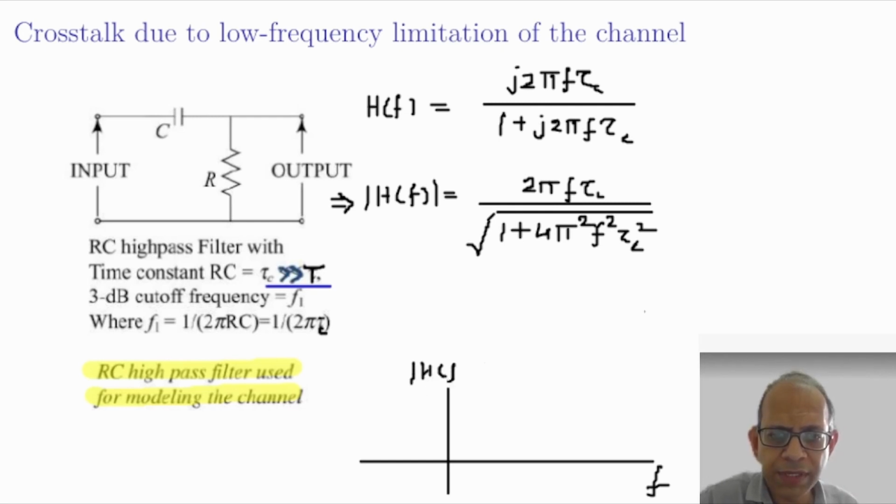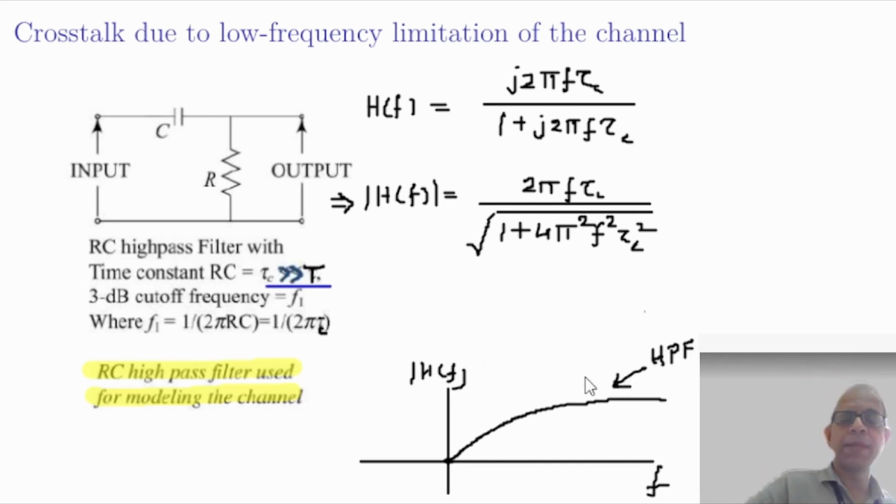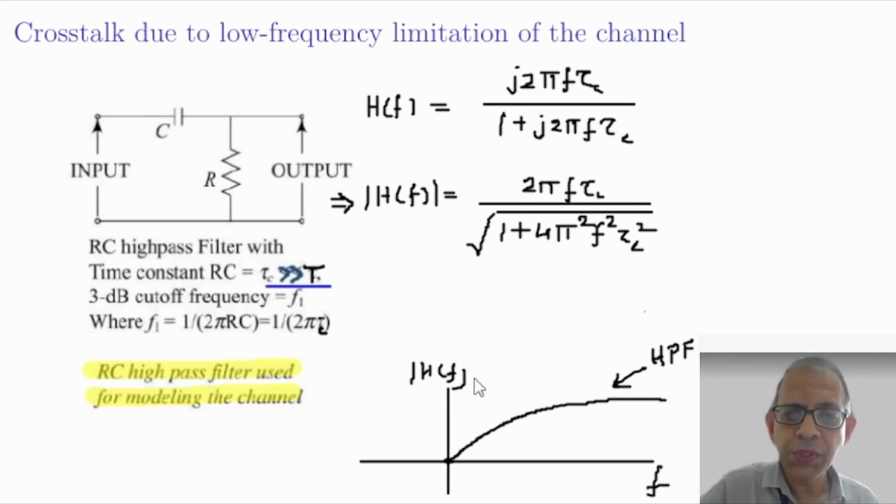Mod H of f is 0 when f is 0. As f increases, this mod H of f increases gradually. For f tending to infinity, mod H of f becomes 1. So we get a characteristic of this sort, which is clearly the characteristic of a practical high pass filter. So we use this simple high pass filter to study the low frequency limitation offered by the channel to the message signal applied to it.